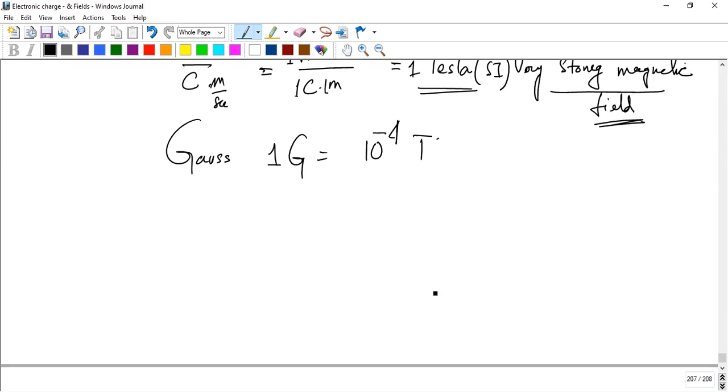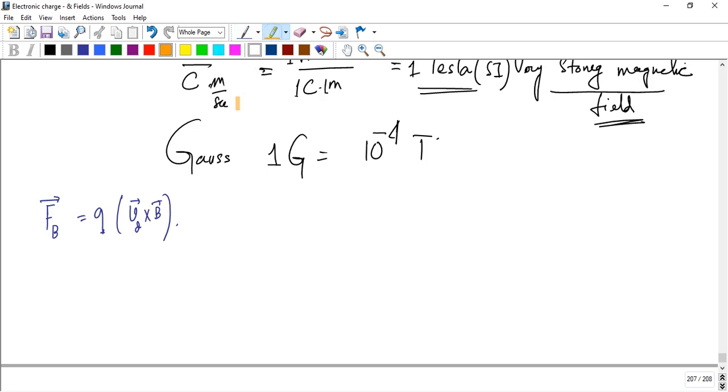The magnetic force FB is equal to Q, the charge, times V cross B. That's very important. Magnetic force is a vector quantity, with the velocity and the magnetic field, and the velocity is the drift velocity.